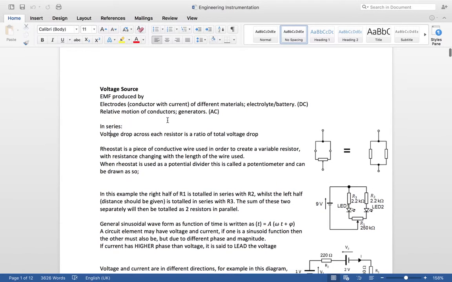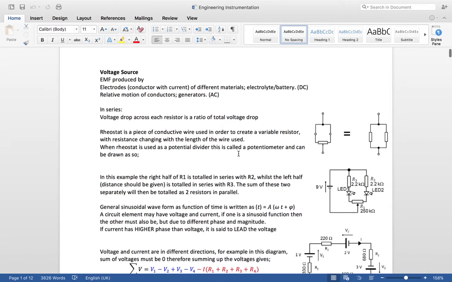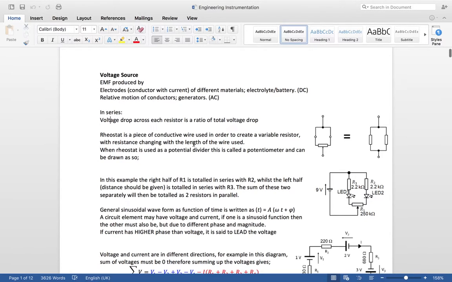In series, the voltage drop across each resistor is a ratio of the voltage drop, so basically in series the voltage is decreasing at each stage where there is a resistance. A rheostat is a piece of conductive wire used to create a variable resistance, and its resistance changes with the length of the wire used. When a rheostat is used as a potential divider, it's called a potentiometer and can be drawn as so.